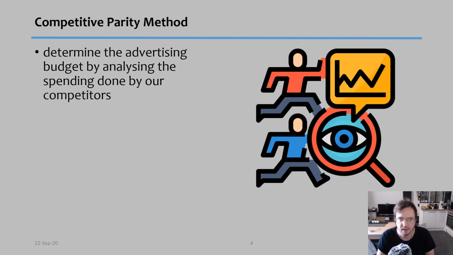The third method is called competitive parity method. Here, we determine how much advertisement budget is being spent by our competitors, and we do the same. If you see that your competitors are spending more money, you start spending more money too. If you see they are spending less money, you try to spend less money as well. In other words, we follow what our industry and competitors are doing.